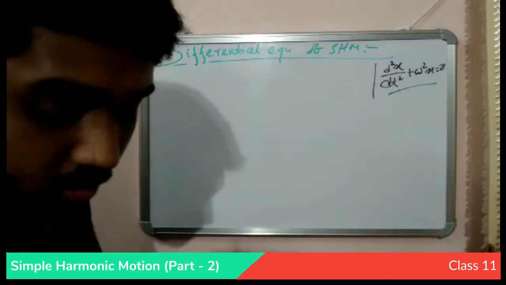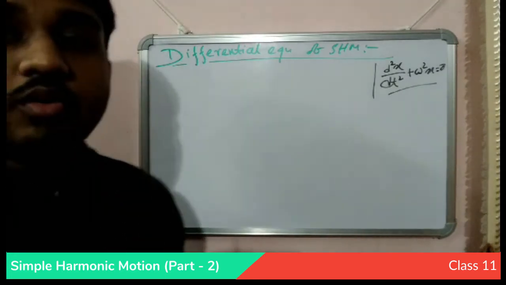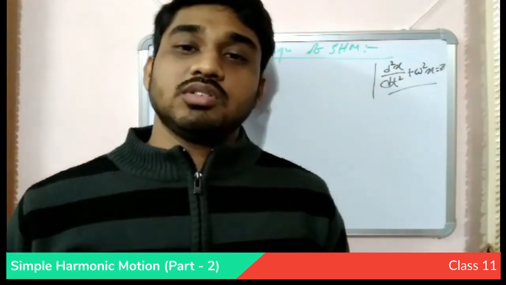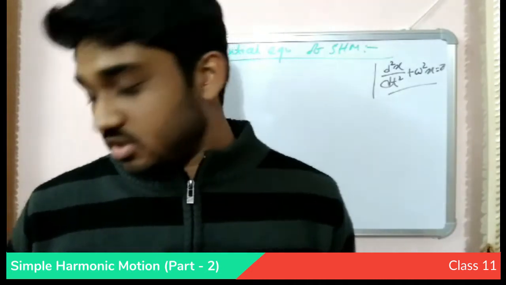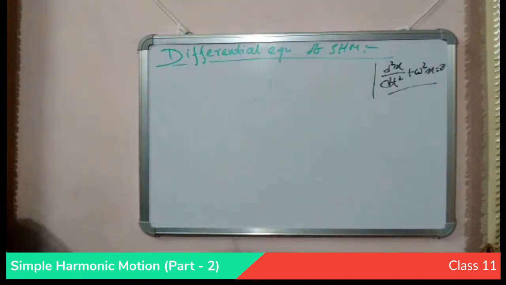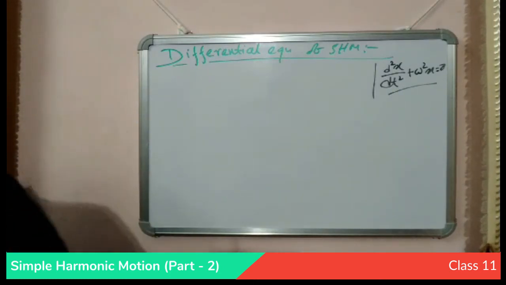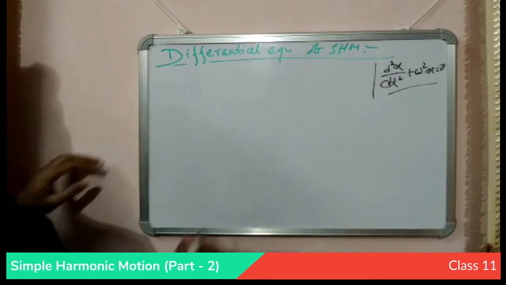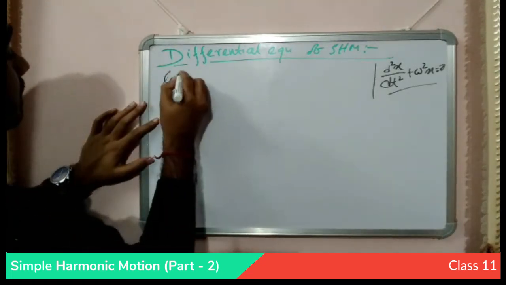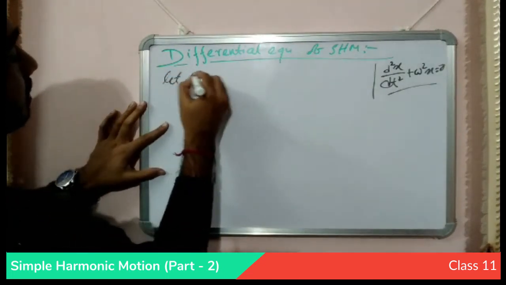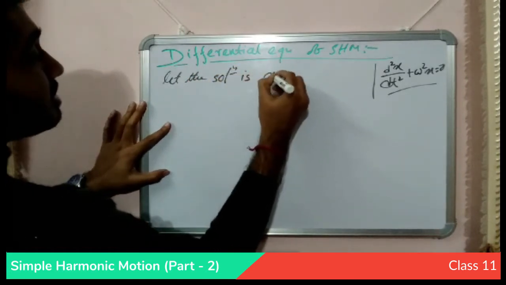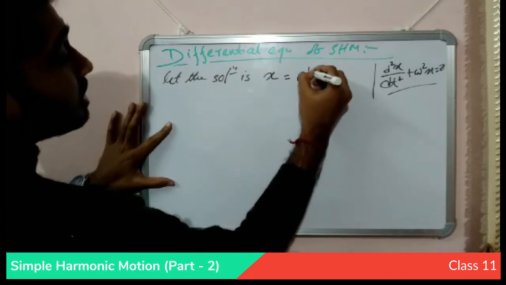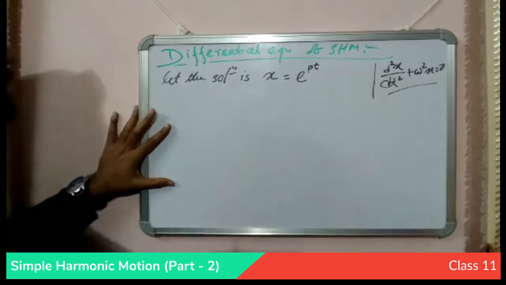Now we will start solving this equation with a trial solution, which is one kind of method of solving differential equations. That is, we are considering, let the solution be x is equal to exponential pt, or e to the power pt.